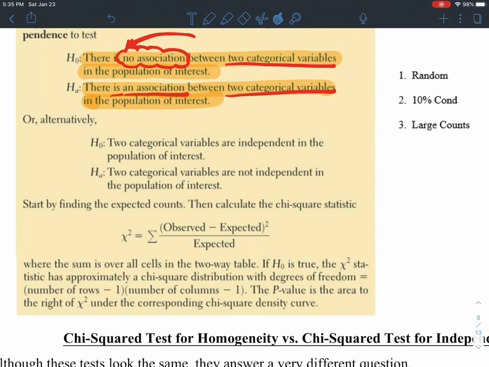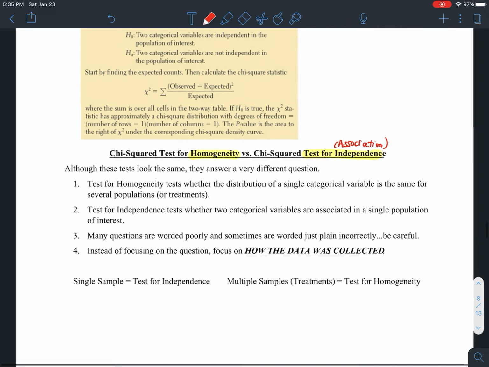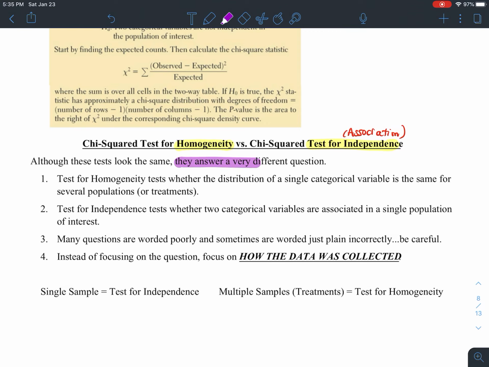Okay, so let's take a look at the bottom here. The chi-square test for homogeneity versus the chi-square test for independence, which also can be called the chi-square test for association. Now, these tests do look very much the same. Although they do look the same, they answer a very different question. And so I think the big thing that is different is they have different hypotheses. How you draft the hypotheses is different. How you execute running the test is the same.